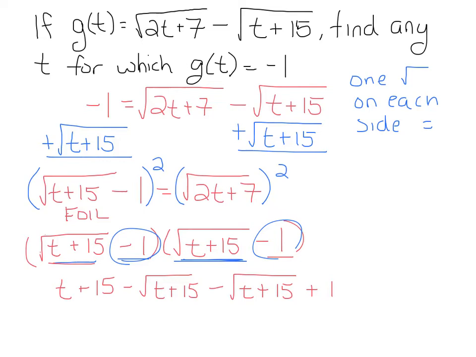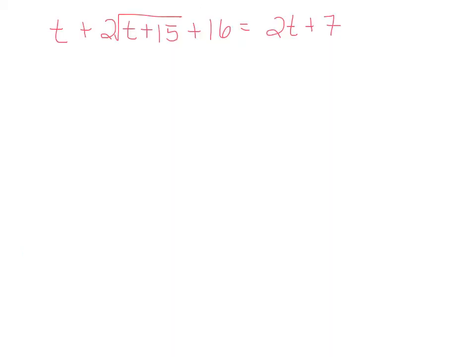So notice that we have two of the same in the middle terms. So let's combine our like terms. We would have t minus 2 times the square root of t plus 15. Then we can combine 15 and 1 to give me plus 16. So let's see where this takes us. So here's my simplified expression. Notice on the right-hand side, when we squared that, the 2t plus 7 all under the radical just goes away, leaving me with only 2t plus 7.